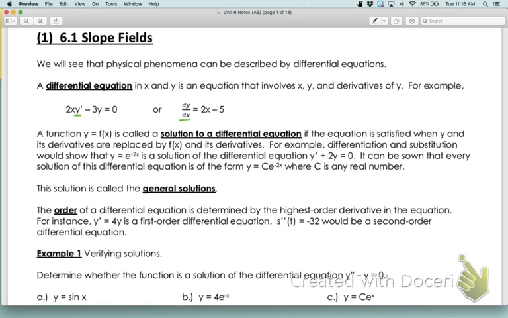Just the last bit of vocabulary here. The order of a differential equation is determined by the highest order derivative in the equation. For example, y prime equals 4y is a first order differential equation because the first derivative is as high as it goes. s double prime of t equals negative 32 would be a second order equation because the second derivative is the highest that it goes.